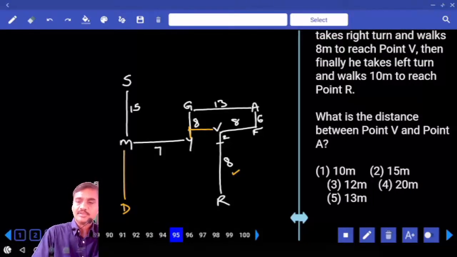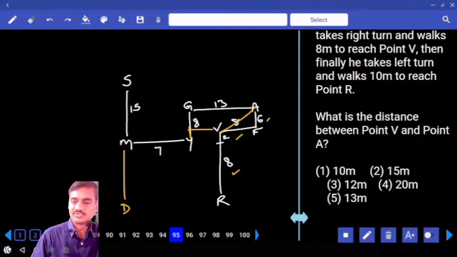And 95: distance between V and A. Now we need to find the shortest distance. Now this is 8 and 6. 8 square plus 6 square gives 10 meters, choice 1.